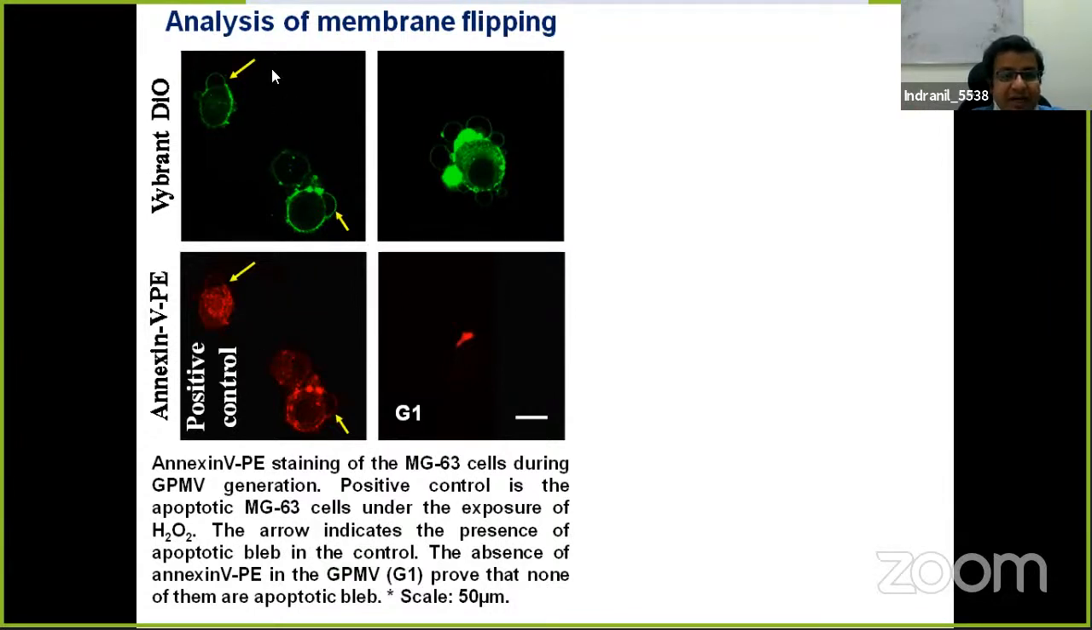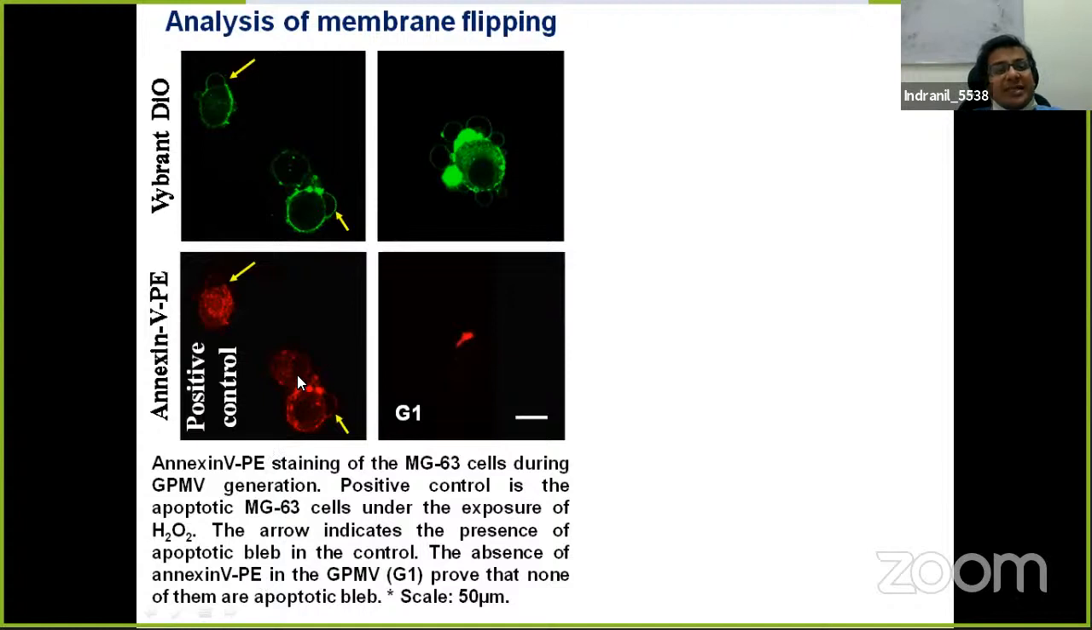Please follow this vertical column. The first one is a positive control and the second one is G1, that is the native state. We first stained the membrane with Vybrant DiO, which is a membrane lipid binding dye. Then in one set of cells, we treated them with H2O2, which is an apoptosis inducer, and the other set we did not. After this treatment, we used annexin V, which is an apoptosis marker.